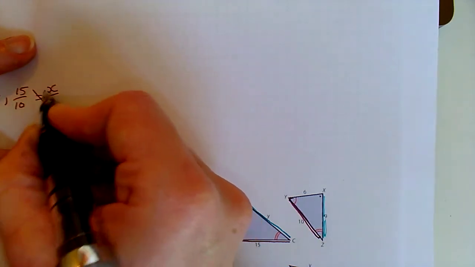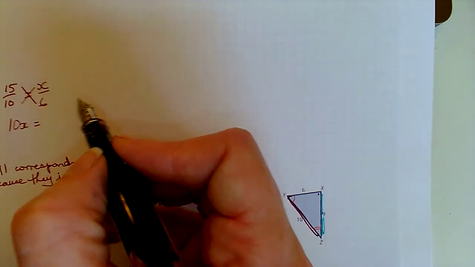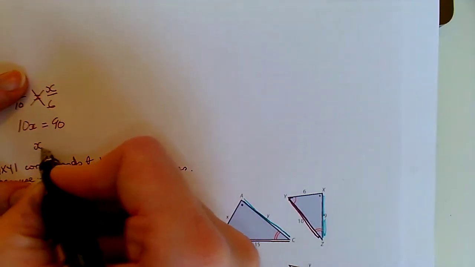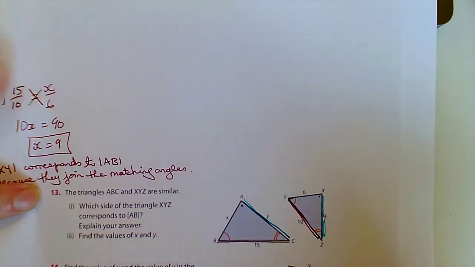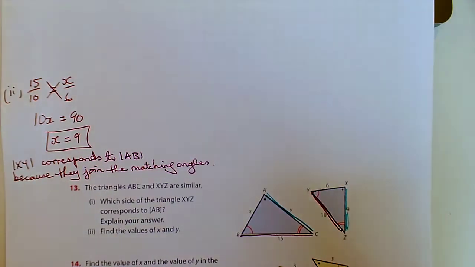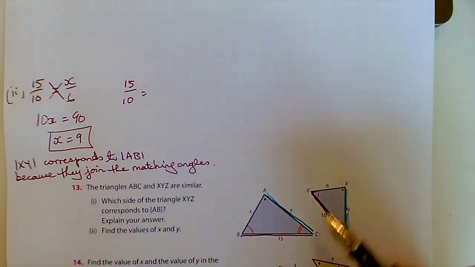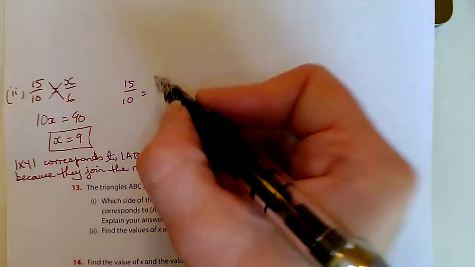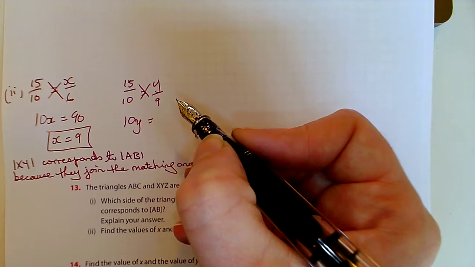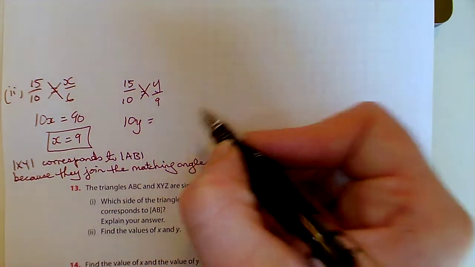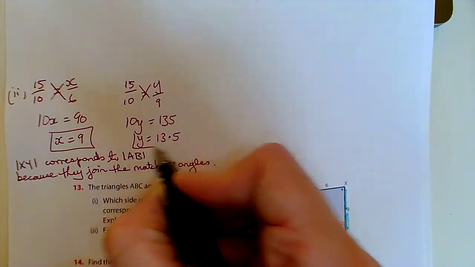Cross multiply, 10x is equal to 15 by 6, which is 90. And so x is 90 divided by 10, which is 9. Any units? No, they're just numbers. Same thing for y, and again I'm using 15 over 10. So 15 over 10 is, where's y? Y over 9. Cross multiply, 10y is 15 by 9, which is 135, and y is 135 divided by 10, 13.5.